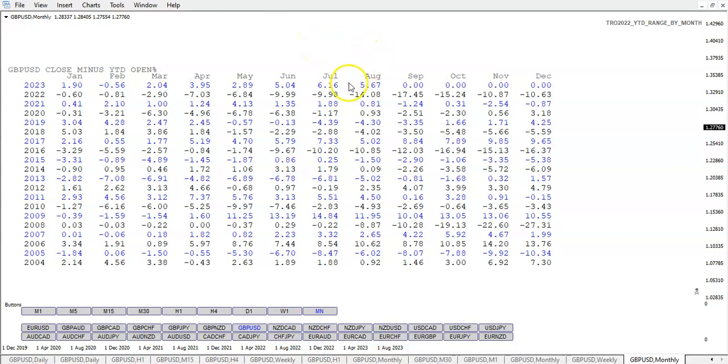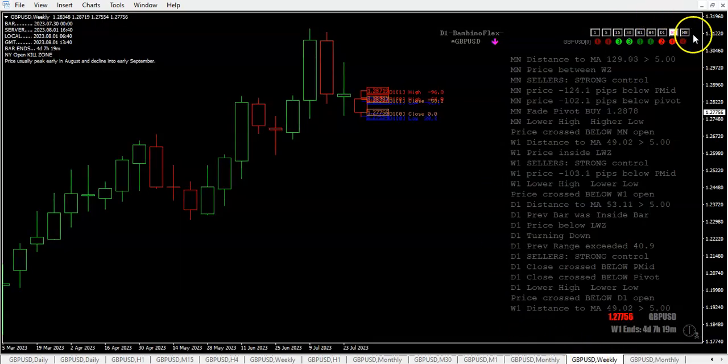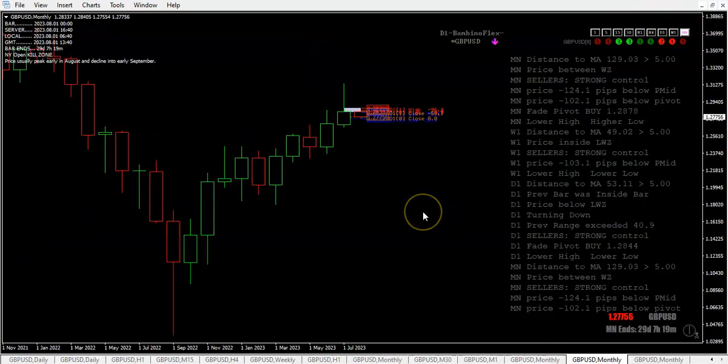And so when we closed July, if you had bought the yearly open, you had been up 6.16% for the month. And let's just take a look here at the month. As you can see, we popped out of that previous month's upper wick zone. So right now we're between wick zones. Says sellers have strong control. We're below the midpoint. We're below the pivot.